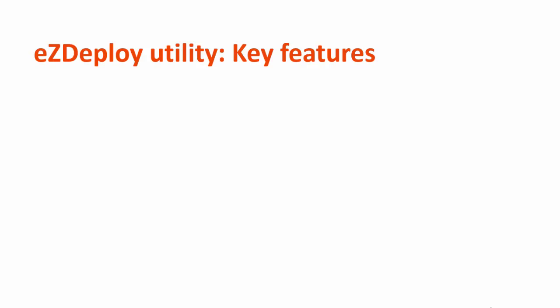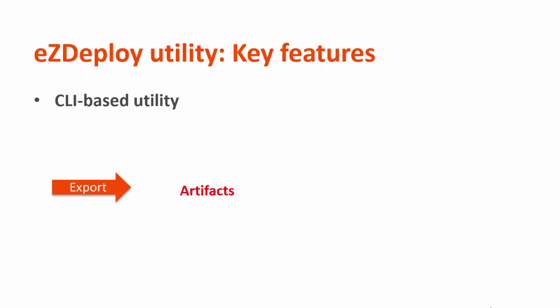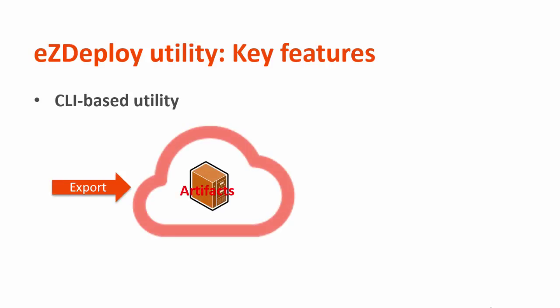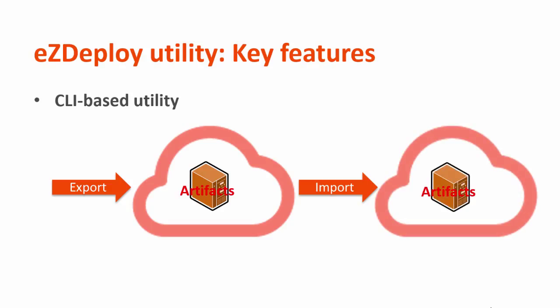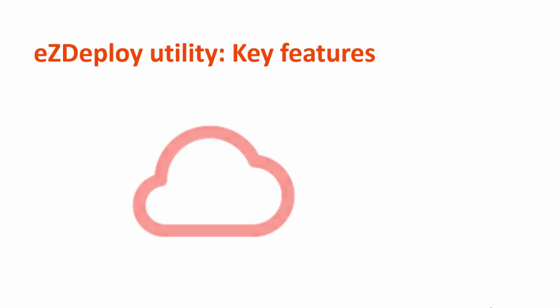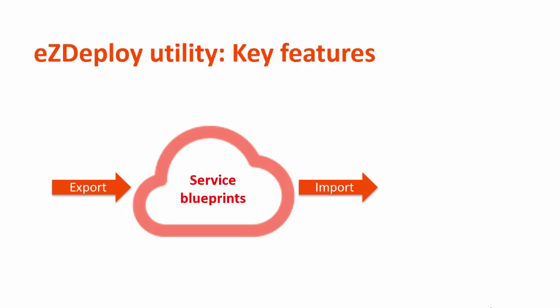The EasyDeploy utility is a CLI-based utility that enables you to export artifacts from one BMC Cloud Lifecycle Management system and then import the same to another BMC Cloud Lifecycle Management system. Using this utility, you can export or import service blueprints with specific versions, a multi-tier blueprint created by using reuse service blueprints, a service catalog along with post-deployment actions with option and option choices, service offerings, services, and software packages.